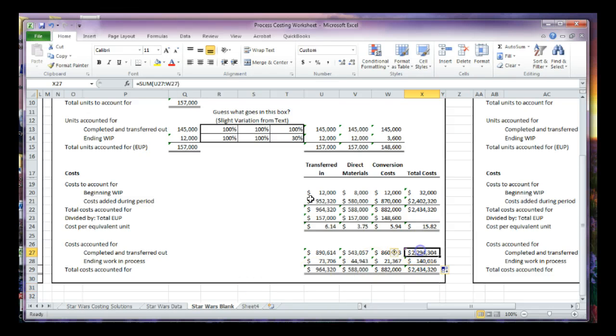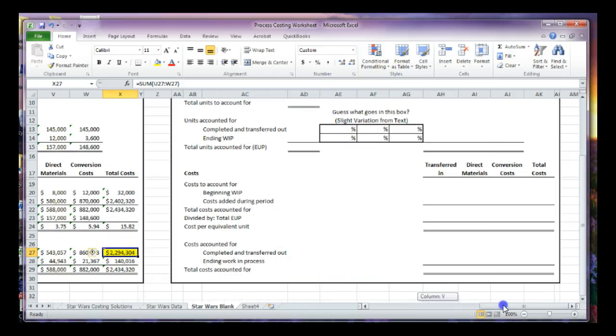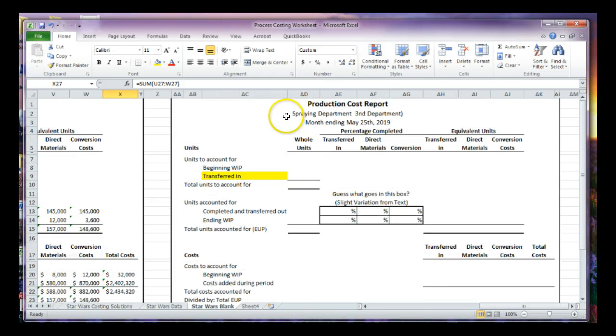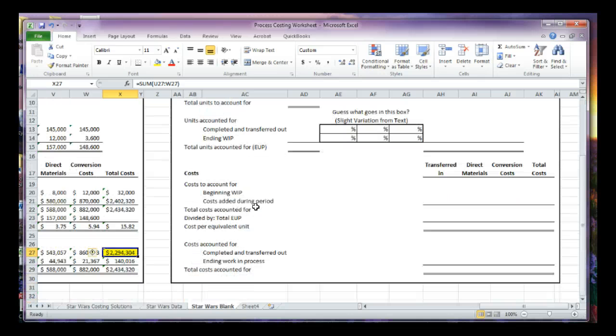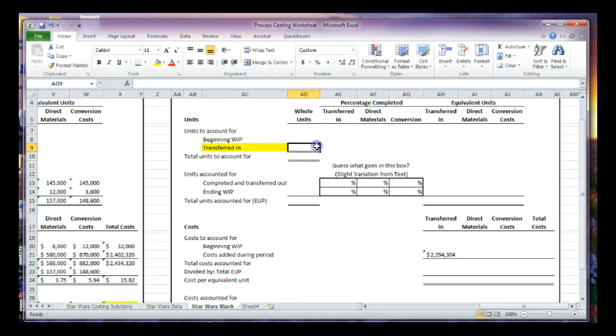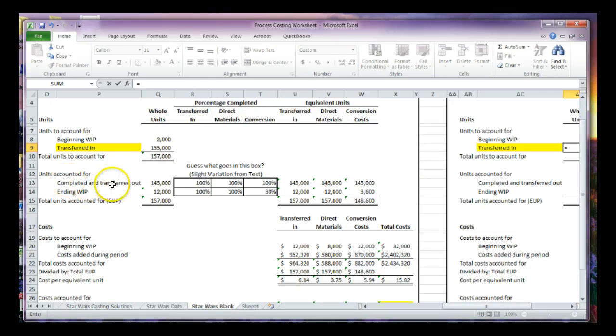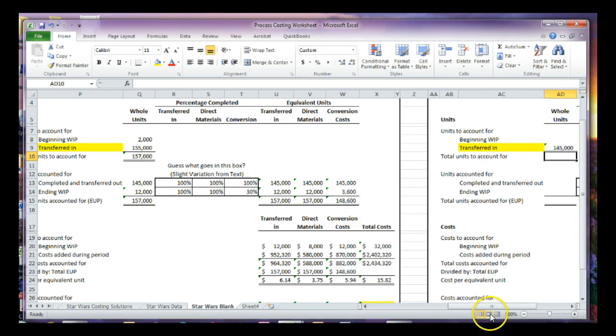Now what number? This number here, we need that number because we have a third process, and that third process is the spraying department. It's what skunks specialize in. So we have this number here, and it's a transferred in that's added during the process. I'm just going to do that, be done with it. I'm also going to take this transferred in equivalent unit and say, okay, completed and transferred out, 145,000. Should be good.